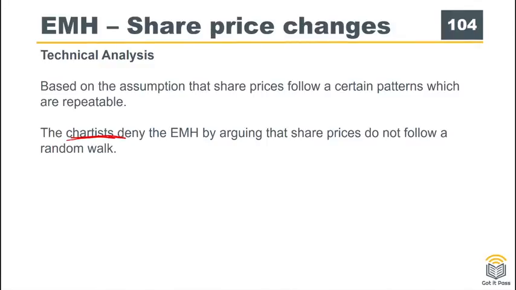And these chartists belie the efficient market hypothesis by arguing that the share prices do not follow a random walk. What does it mean by random walk? When we say share price follows a random walk, it means it cannot be forecast. No matter, for example, what technical analysis you use, the share price just moves randomly. You cannot forecast the share prices. So that's the EMH proposition. But the chartists deny that. They believe the share price can be forecast.